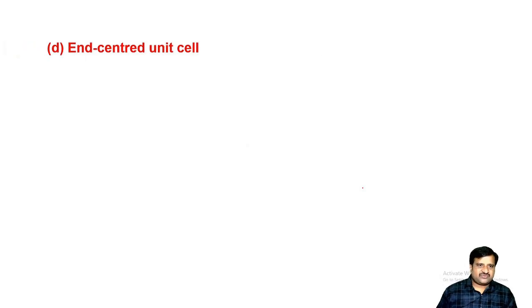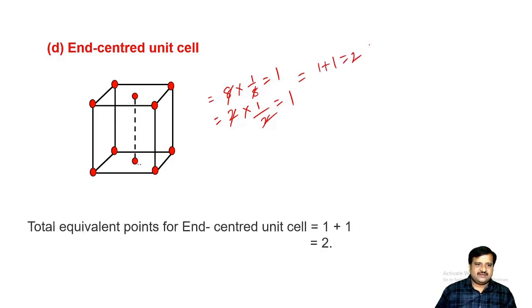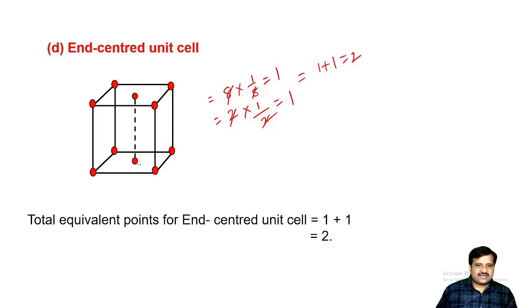So the fourth type of unit cell is the end centered unit cell. The end centered unit cell contains 8 corners, 8 into 1 by 8, that equals 1. Here only face centered at the two ends. This is the one end and this is the other end. So there are two atoms with the face center. The face center contribution is 1 by 2, so that equals 1. Here also 1. So 1 plus 1 is 2. For total equivalent points for end centered unit cell, 1 plus 1 equals 2.